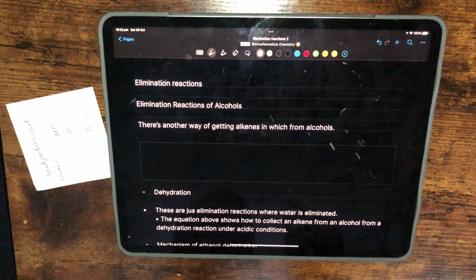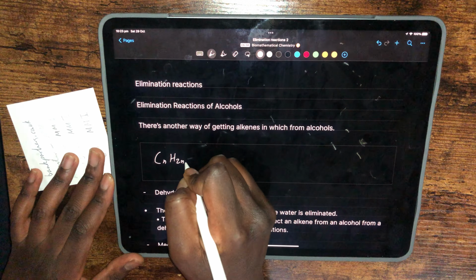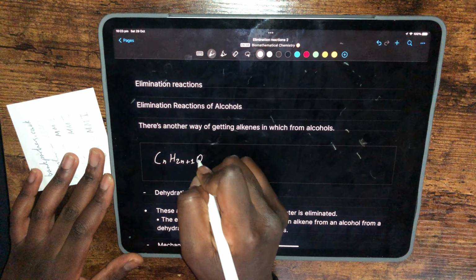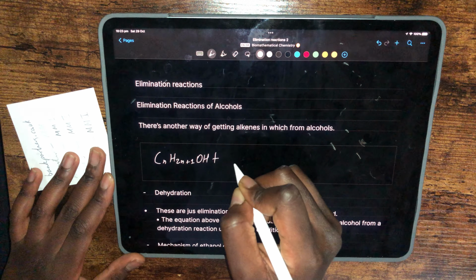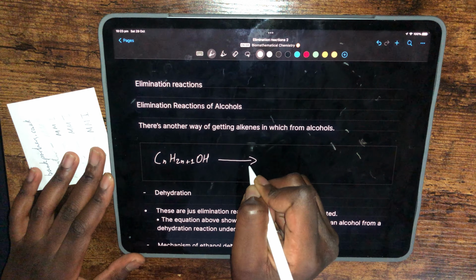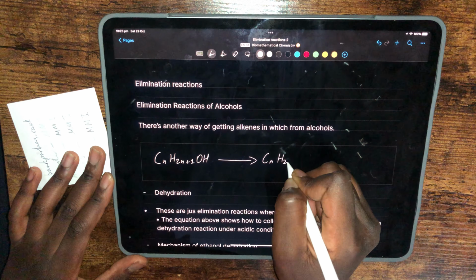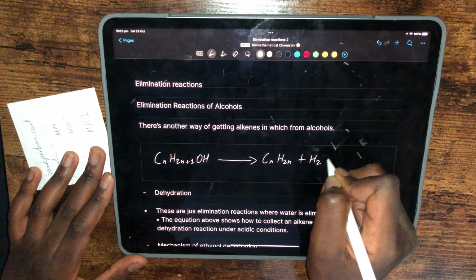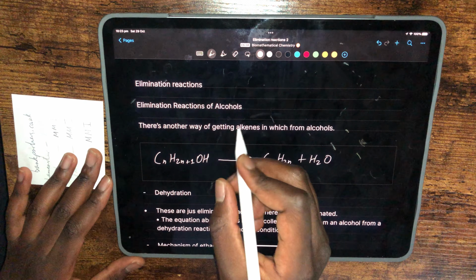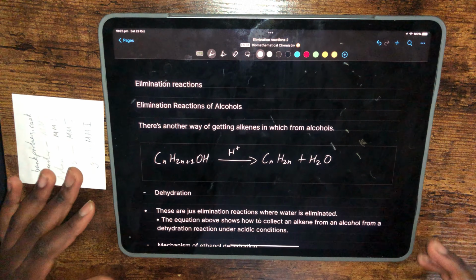So you have the general formula for an alcohol, obviously CnH2n+1OH, which can undergo a reaction to form an alkene. I was about to say plus here, but it's not actually a plus. It's a catalyst that you use. I wouldn't say it's a reactant because it doesn't get used up in the reaction. So an H+ acid catalyst is used.